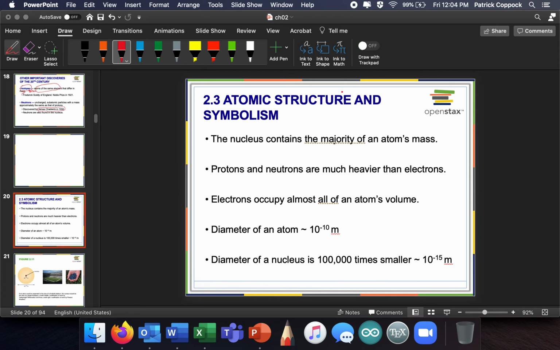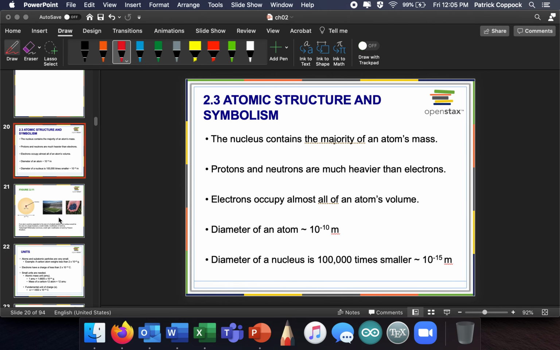Okay, so we're going to talk about atomic structure and symbolism. This is the third domain of chemistry, right? Remember, the microscopic was the first domain, macroscopic is the second one. But we also have to think about symbolism, and this is going to be an important section. There's a lot here, and I'm going to go fast, so let's go.